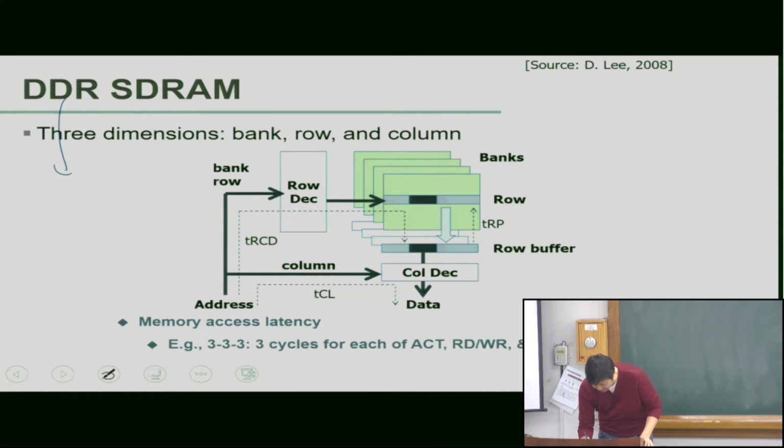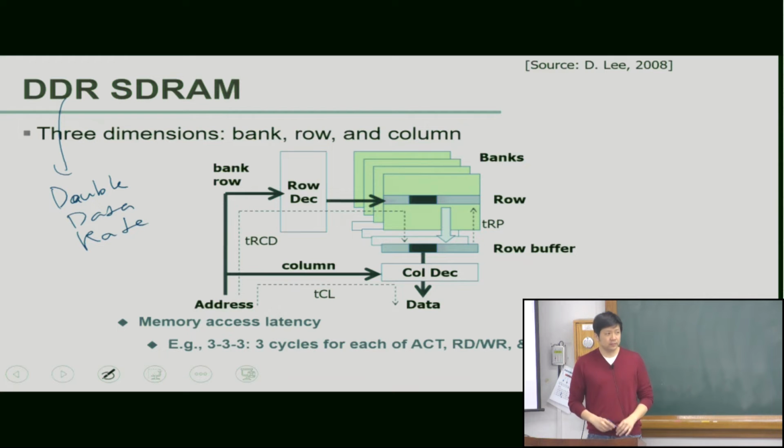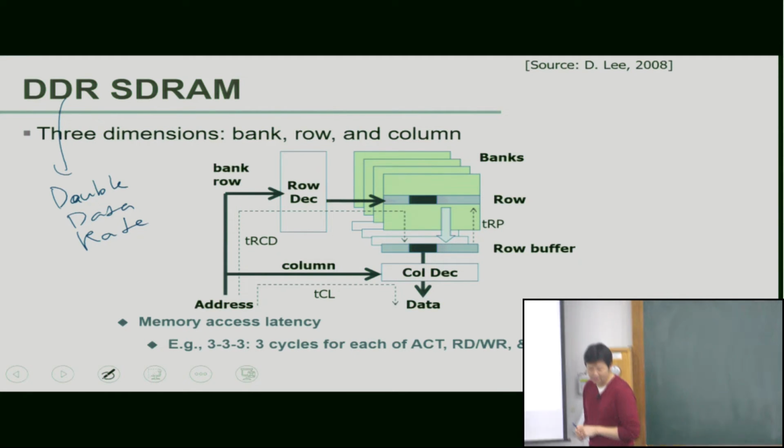And DDR is double data rate. The reason why it's called DDR is that it actually provides a value on both the rising edge and the falling edge of the clock. Instead of providing the data only at the rising edge of the clock, it provides new data on both the rising edge and the falling edge.